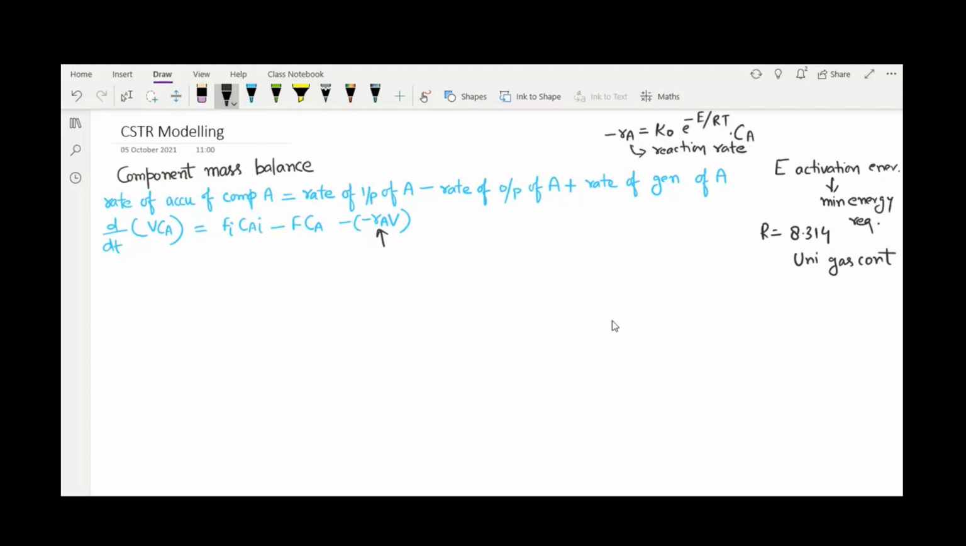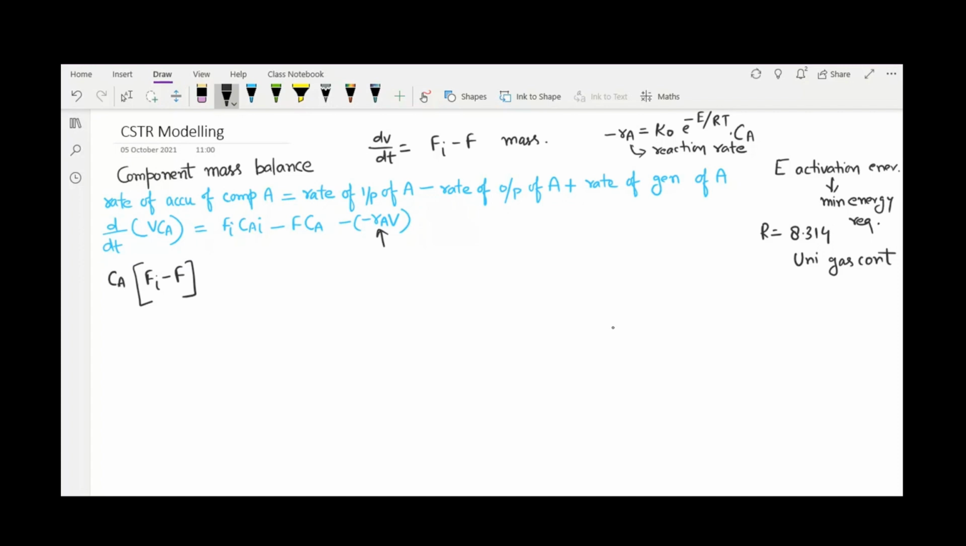Okay, so now we will simplify this. We can see that here we have two variables, V and Ca, both are variables, so we will differentiate this. So we can write it as Ca into dV by dt. Okay, so dV by dt we have already, Fi minus F, from the first equation. What was the mass balance equation? dV by dt is equal to Fi minus F. This was the mass balance equation.